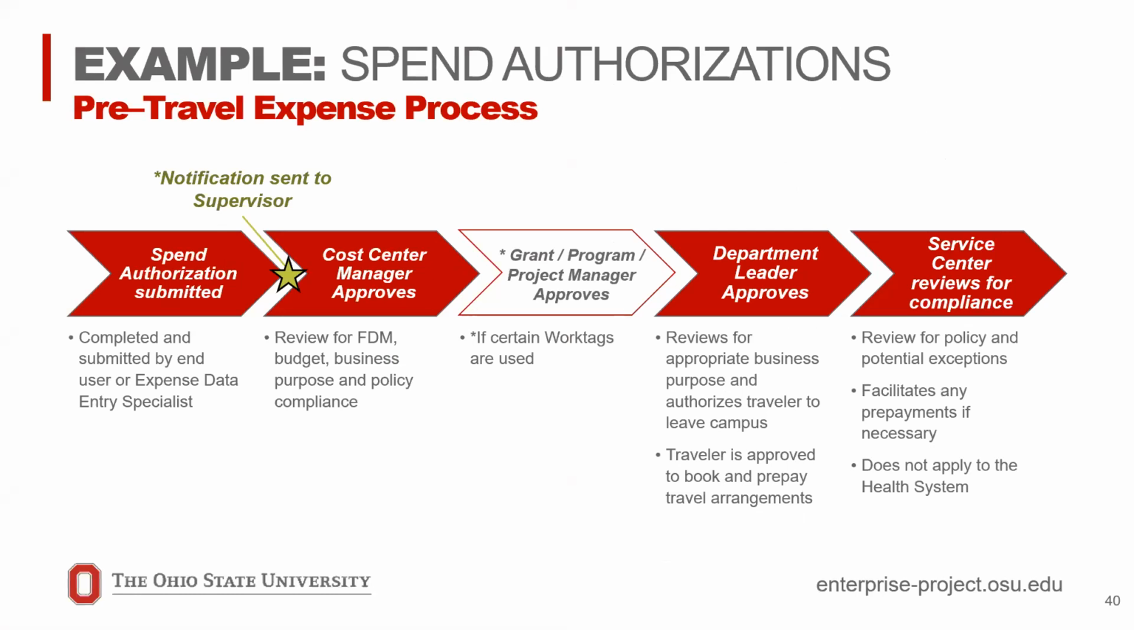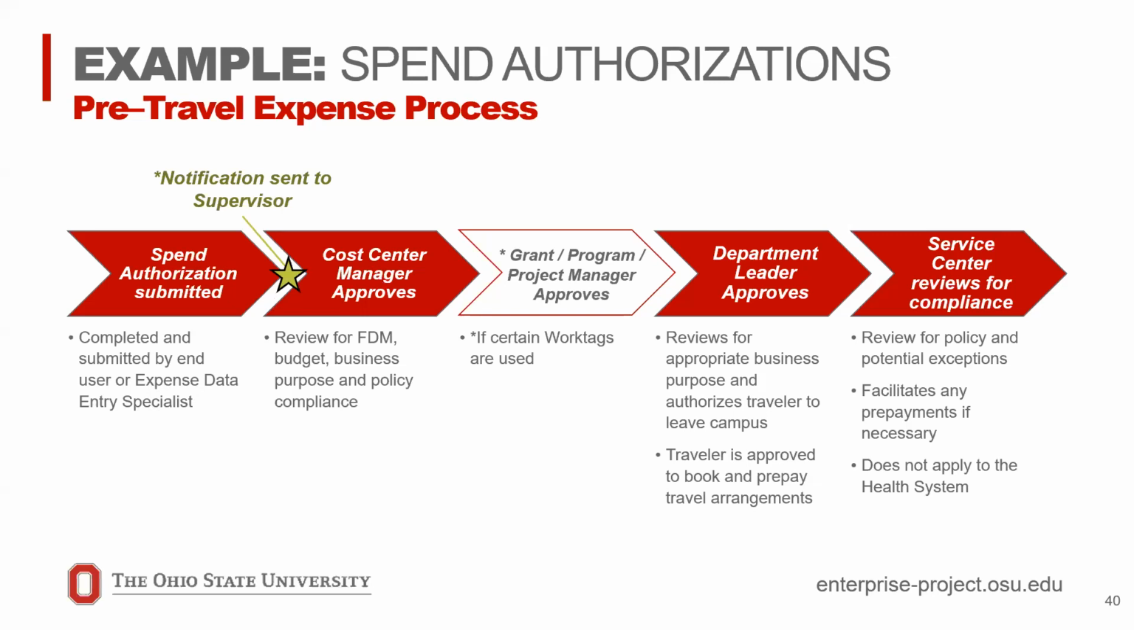So let's talk about spend authorizations. This is basically how you would request to travel. Either you or the individual who will be traveling would enter a spend authorization in Workday. Once again, it can be completed by the end user or the individual with the expense data entry specialist role. A notification will go to the traveler's supervisor in Workday as an FYI to let them know that this has been submitted. Then the cost center manager will approve that request to travel.